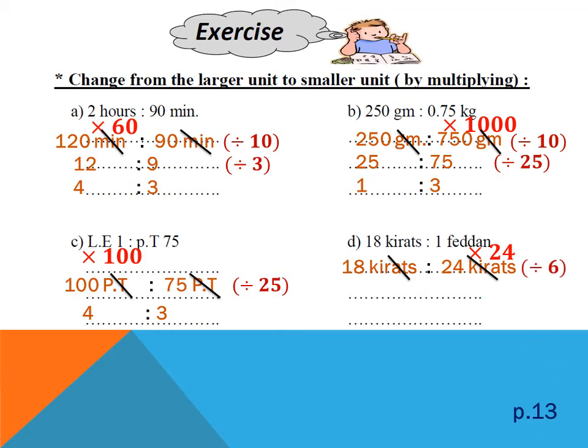Both of them are even. Divide both of them by 2 or 4 or 6 or 8, but both of them can be divided by 6. 18 divided by 6 equals 3. 24 divided by 6 equals 4. And this is the simplest form.